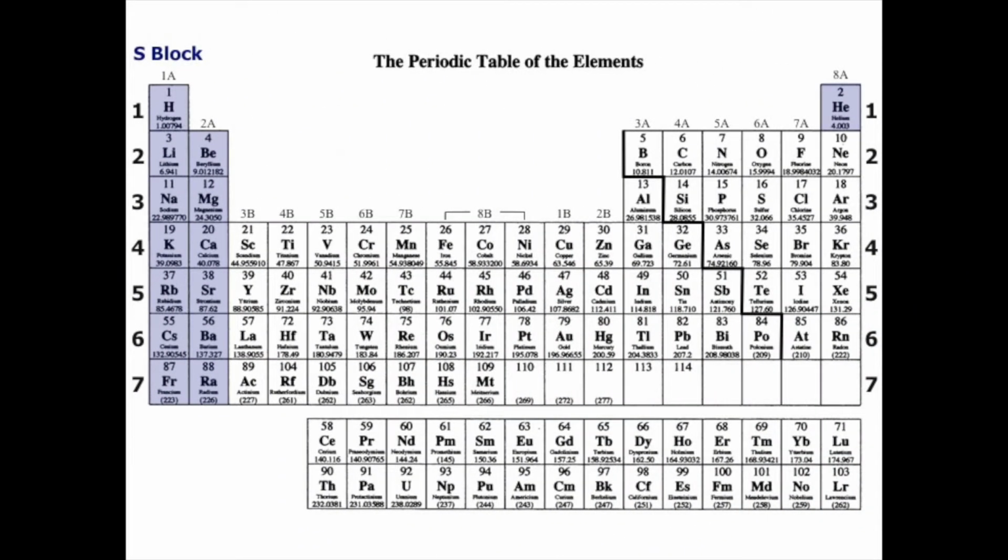Let's start with the s block. As we look at the s block on the periodic table, that consists of group 1A and 2A on the periodic table, but also includes helium on the right side of the periodic table. Our elements in the s block are characterized by the fact that their last electron, or their highest energy electron, is placed into an s orbital. The specific s orbital where that electron is placed is equal to the period number that we have on the periodic table.